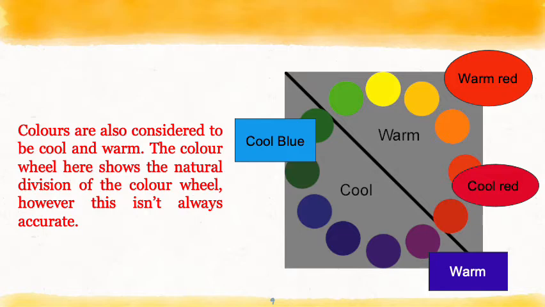And then we have colors that are also considered to be cool and warm. Now the color wheel here shows the natural division of the color wheel. However, this isn't always accurate. So we have cool blue and we have the warm red. And then we have warm here. So even though a blue may be considered a cool color, with addition of red the blue may become a warm blue, or with addition of green become a cool blue. So that is how you're going to use the color wheel in order to mix colors and come up with colors that are cool or warm. Okay.